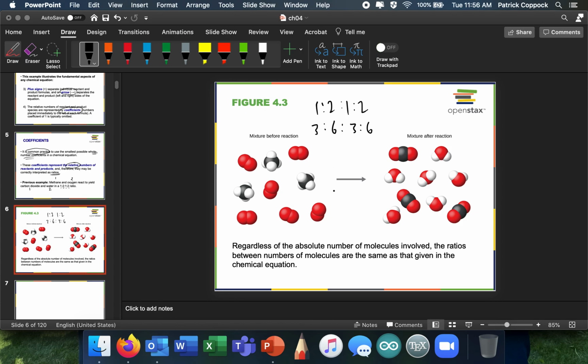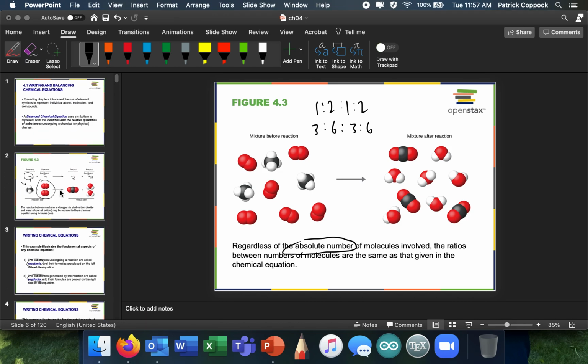So you can see that this is the same reaction. And you know what? This ratio is the same. You see 3 maps to 1 as 6 maps to 2, as 3 maps to 1 as 6 maps to 2, right? So it doesn't matter the absolute number of molecules involved. The ratios stay the same. All right, so that's an introduction to balancing chemical reactions.